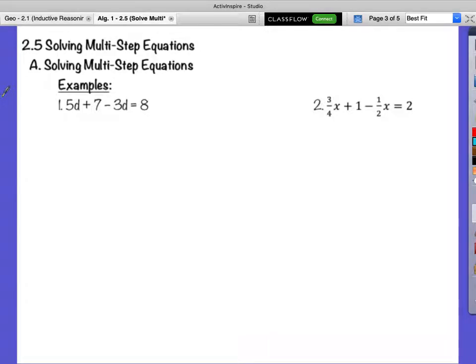SWBA: students will be able to solve multi-step equations, section 2.5. Okay, so let's go to section 2.5 here.